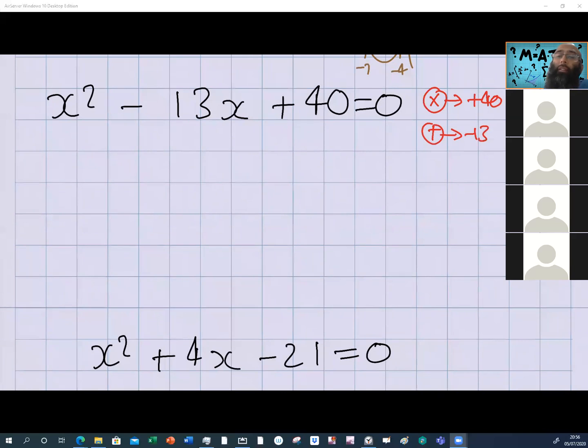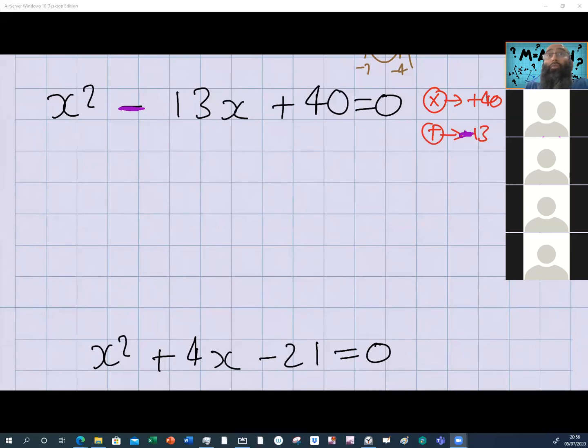So we're looking for the factors of what? 40. Plus 40. But we have to take care that they're going to add up to give us what? Minus 13. So we're not really looking for the positive factors of 40. We're looking for the negative. Minus 8 times minus 5.